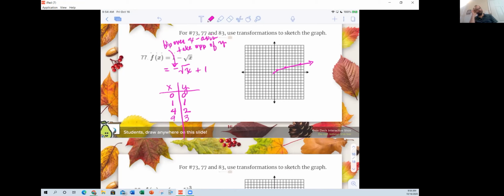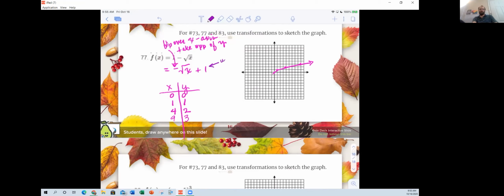And then what's this plus one going to do? Shift it to the left one. Not left. Not right. It's on the outside of the function. Outside, my bad. Up one, right, because it's on the outside of the function. Not under that radical, right? The way I wrote it, it was inside the function.